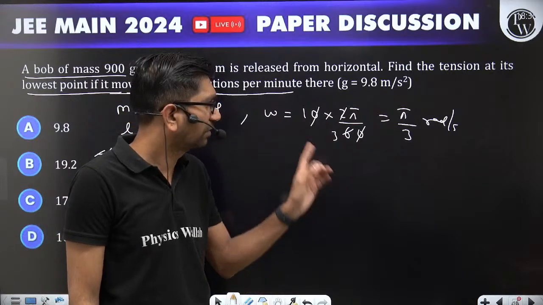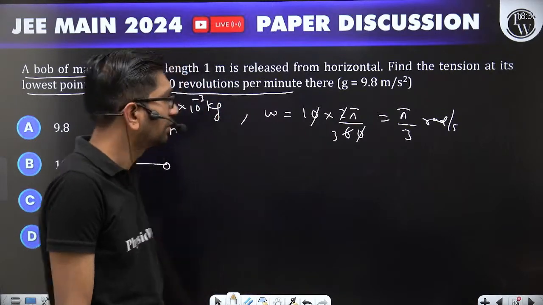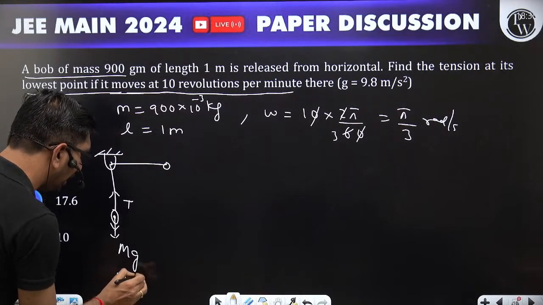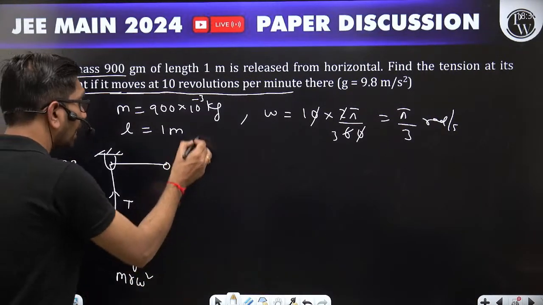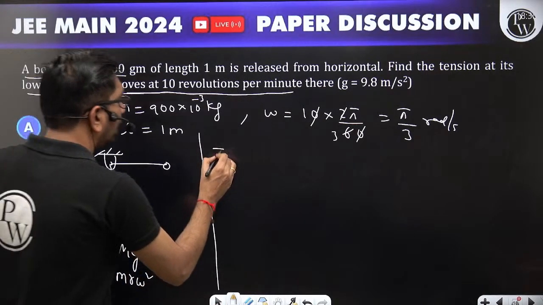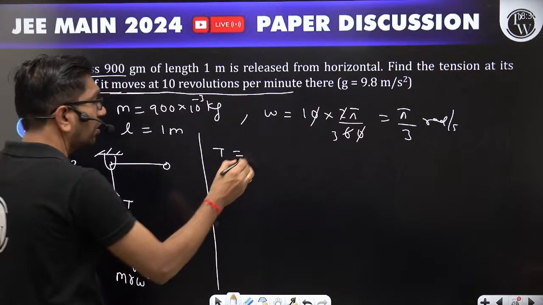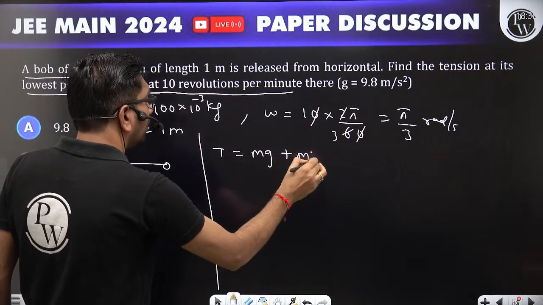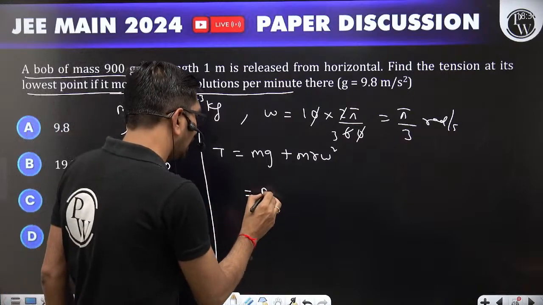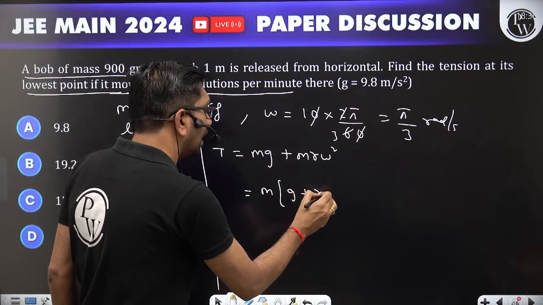Okay, this is a very simple conversion also. You can do this one. Pi by 3. And what do you get, beta? mr omega square. Yes, he is asking the tension when it reaches the lowest position. So here T is balanced with what? mg plus mr omega square. Now taking m as common, g plus r omega square.